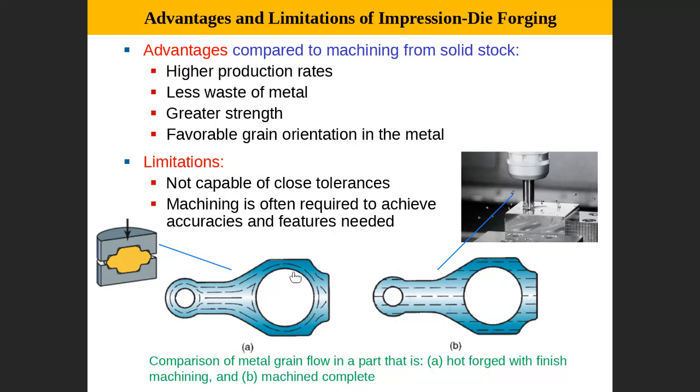Here, lower waste of material, and greater strength. Why greater strength? Because here you see the grain is cut. You cut the grain of the material, but here there is no cut. The volume is the same, and with big deformation, you flow the material around. Then strain hardening is associated with this, so you obtain greater strength in forging compared with machining. Favorable grain structure and orientation. Here you cut the grain, probably leading to, as you know, some micro cracks and some defects compared with the forging operation.